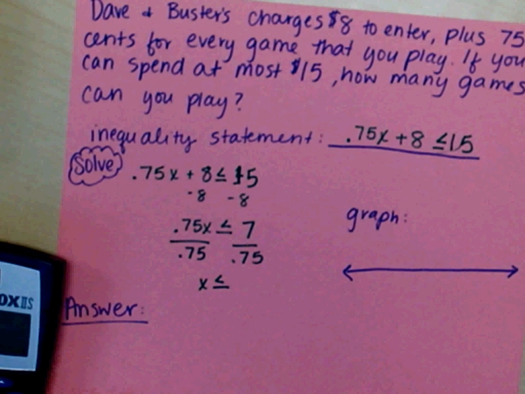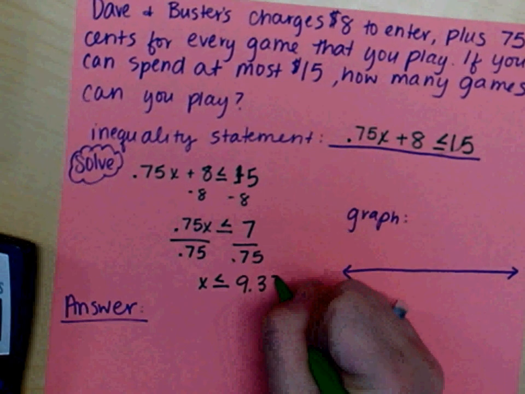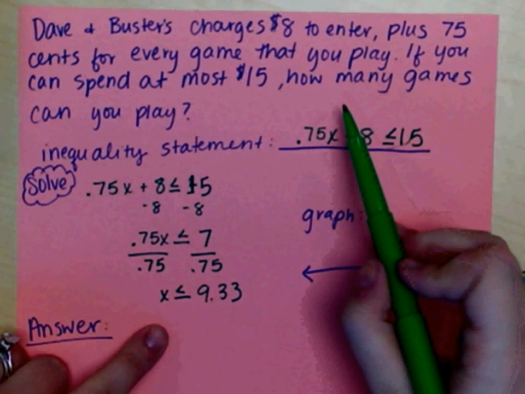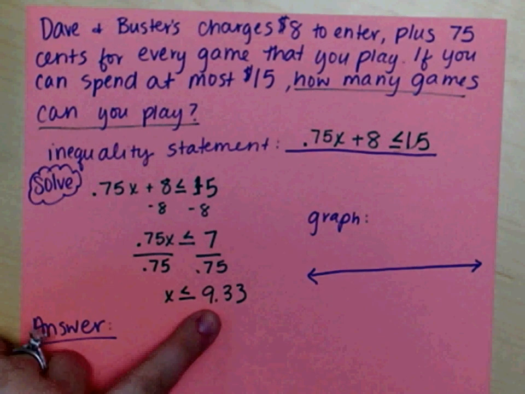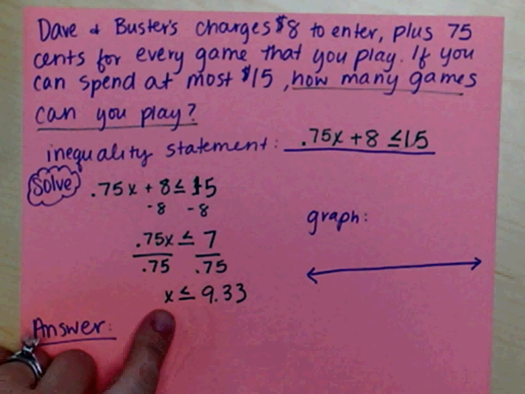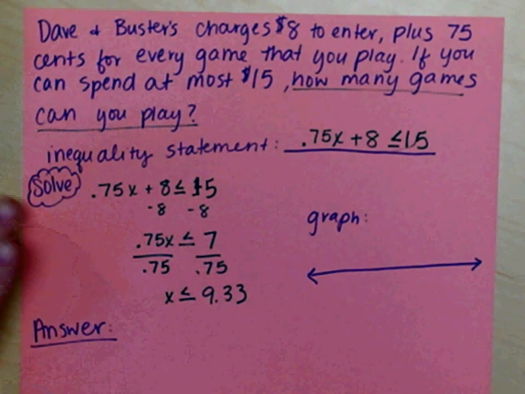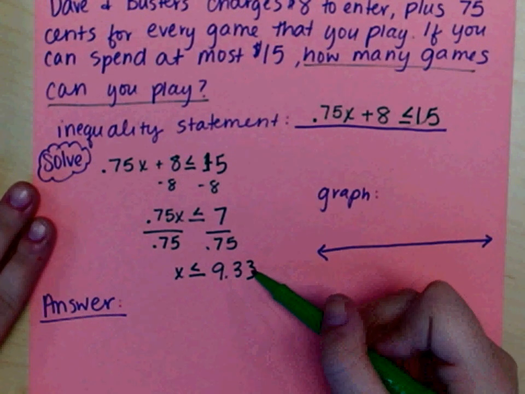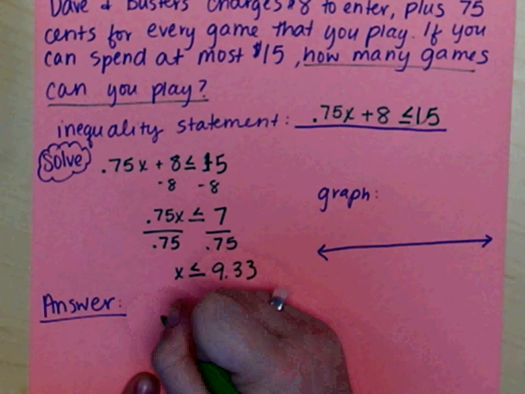7 divided by 0.75 is 9.33. Okay, here's where it can get tricky with inequalities, guys. Be very careful. The situation asks, how many games can you play? If I can play 9.33 games, you cannot play 0.33 of a game, only dealing with whole numbers here. So if the most I have is to play 9.33, that's the biggest amount I can play. I can only play 9 games.